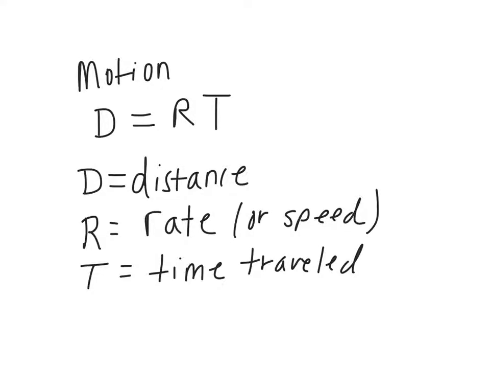In your word problem packet, please find the section on motion. We are going to be working with a formula. Here, D equals RT. D stands for the distance that something has traveled. R stands for the rate at which it's traveling, which usually to us, speed is what makes more sense. And T stands for the time traveled.